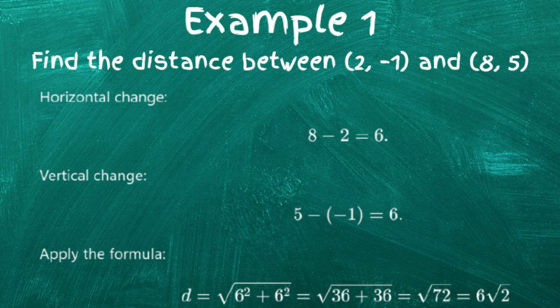Now you can apply the formula. For horizontal change, we have 8 minus 2 is equal to 6. For vertical change, 5 minus negative 1 is equal to 6. For the application of the formula, we have d is equal to the square root of 6 squared plus 6 squared, which is equal to the square root of 36 plus 36, the square root of 72, and for the simplification, we have 6 square root of 2. You just used a sum of squares to calculate distance.